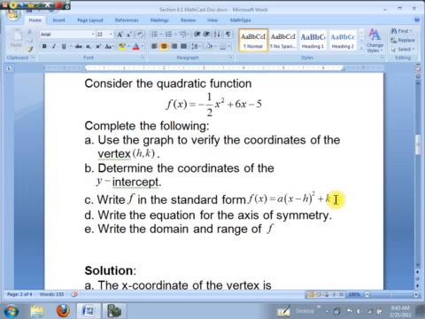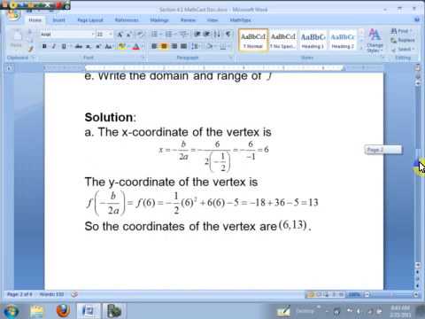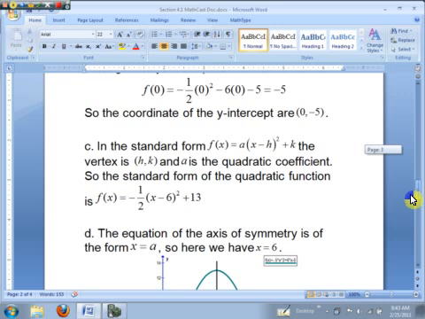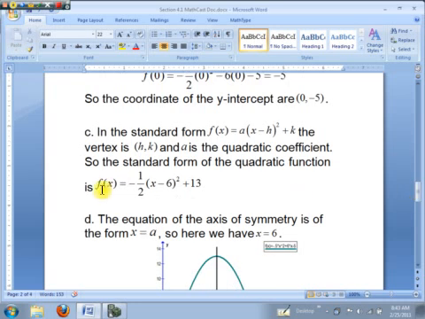And if we do so, notice we get f of x equals negative 1/2 times (x minus 6) quantity squared plus 13. So we can simply find the vertex using our calculator to help us, and we can also use that formula to find the x value of the vertex, and that way we don't have to do completing the square to find the standard form.